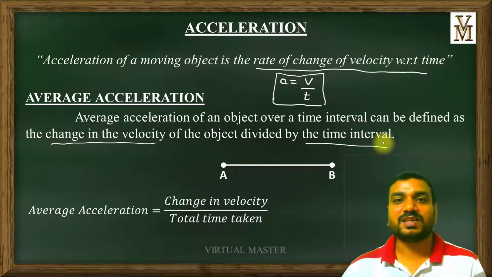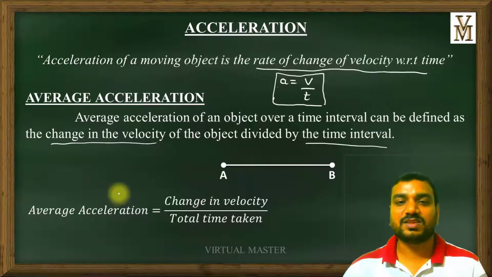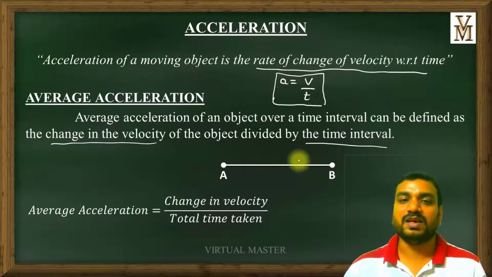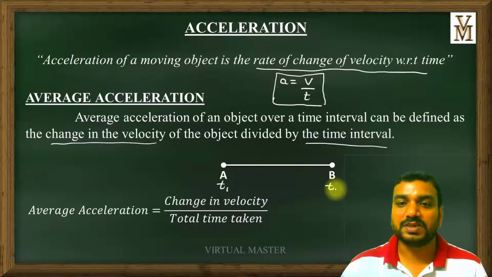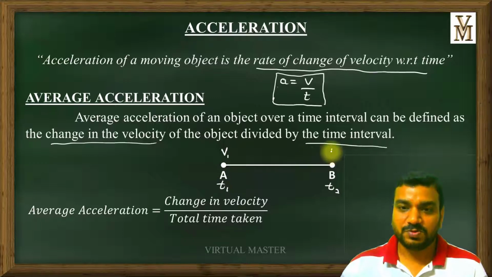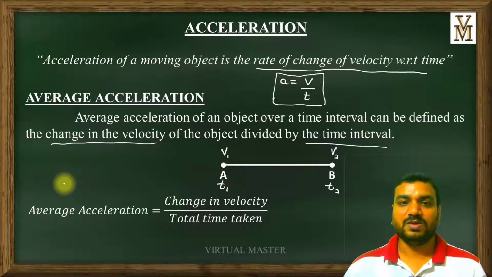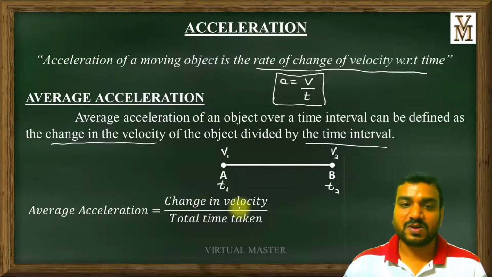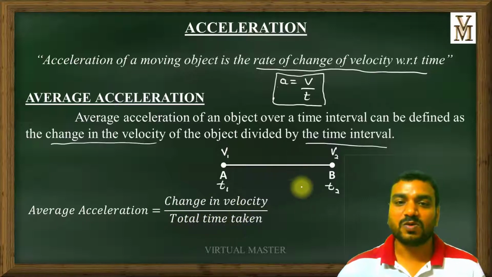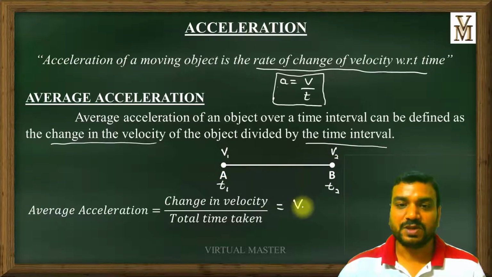To understand this better, let us take one example. Let us consider the object is moving from point A to point B, and the object starts at time t1 seconds and it reaches the point B in time t2 seconds. Let v1 be the velocity of the object at point A and v2 be the velocity of the object at point B. Now according to the definition, average acceleration will be equal to change in the velocity divided by total time taken. Now what is change in the velocity? It is equal to v2 minus v1, isn't it? And the total time taken is equal to t2 minus t1.